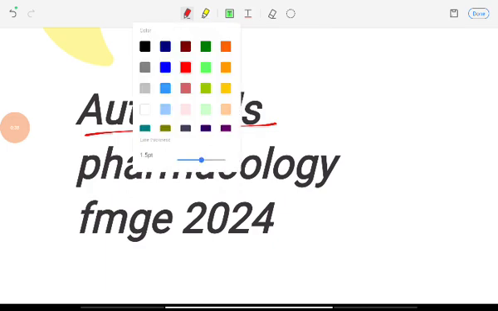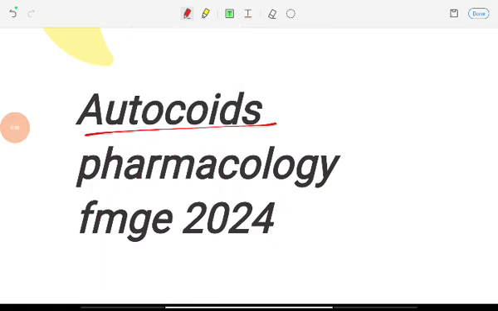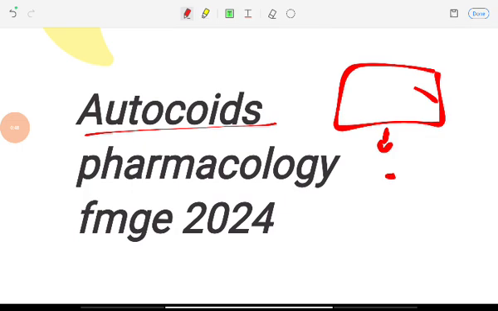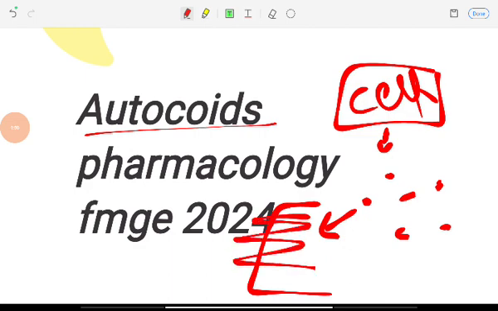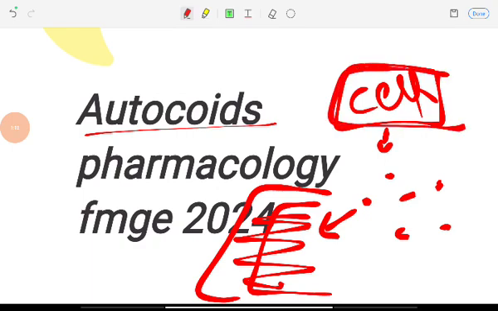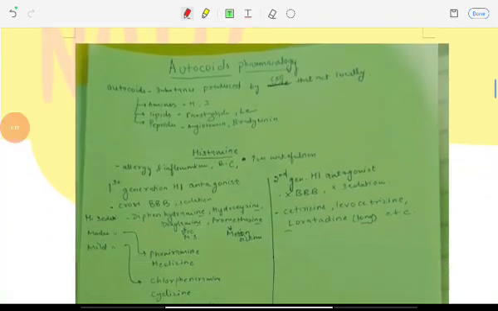Now autocoids are nothing but substances. Different cells in our body secrete some substances, and these substances are autocoids. These substances go to a certain site and cause irritation, and because of that the area becomes inflamed. That's why they are known as autocoids. In simple definition, these are substances produced by various types of cells that show their action locally.